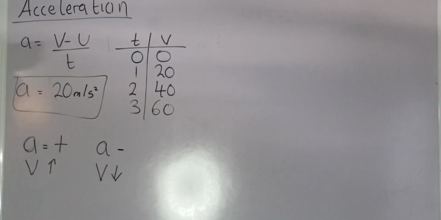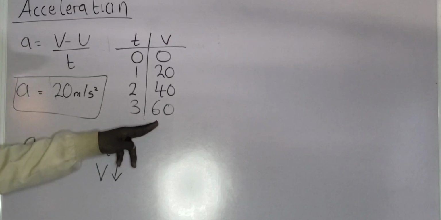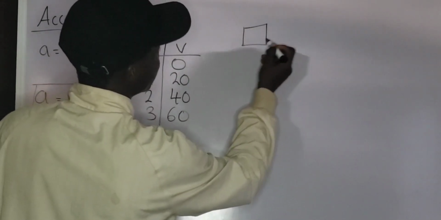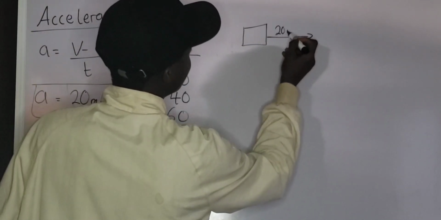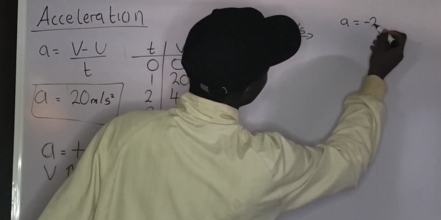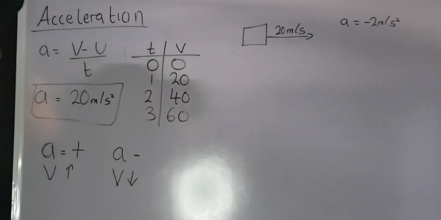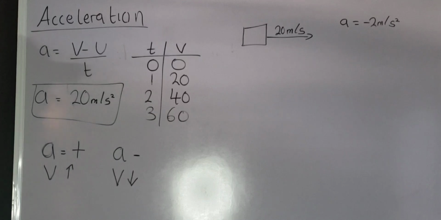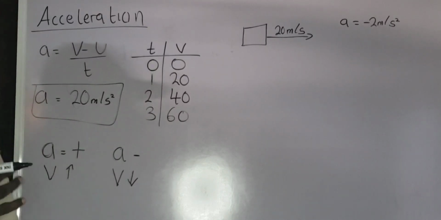Now you can look at this. We have positive 20 meters per second squared as the acceleration. Therefore, what happens to the velocity? You can see that it is actually increasing. Now, let's say we have an object traveling towards the east direction with a velocity of 20 meters per second, and the acceleration is equal to minus 2 meters per second squared. Now, the question is, is this object speeding up or slowing down? Is the velocity of the object increasing or decreasing?